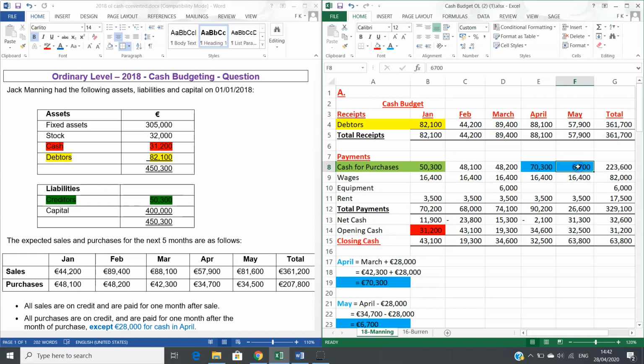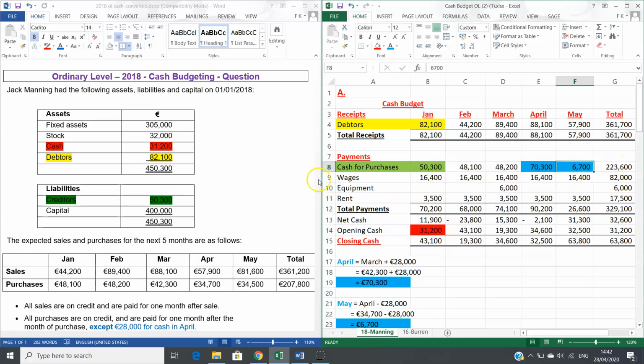Okay, the May figure then, 67. Where does that come from? Well, if you think about it, we get our April figure, which is 37,400. This time, instead of adding 28, we subtract. Why do we subtract? Well, the reason being, in April we paid 28,000 in cash for our purchases. So we take that away. It's already paid for, 67. Do the same thing as always, we total across.